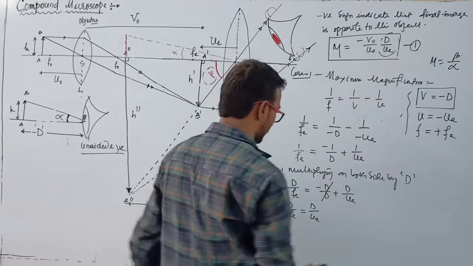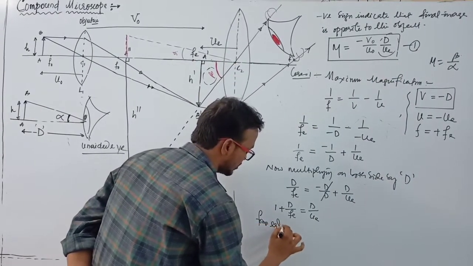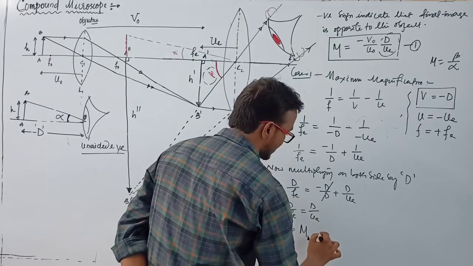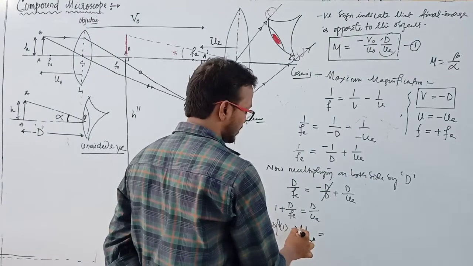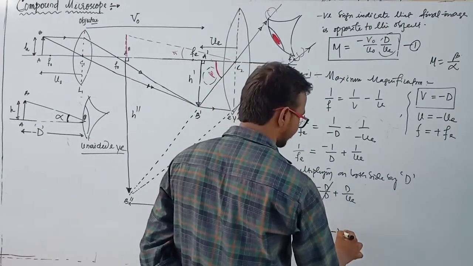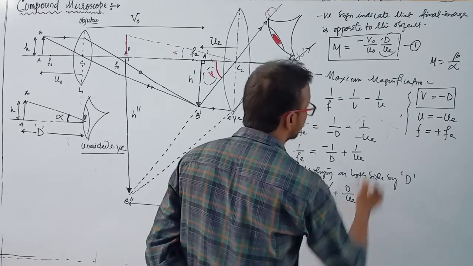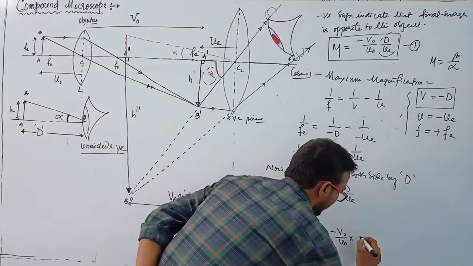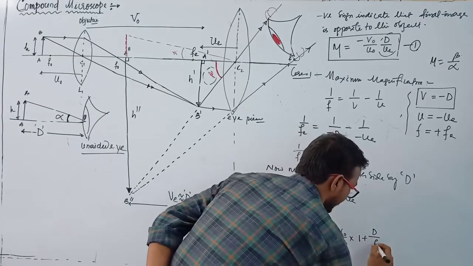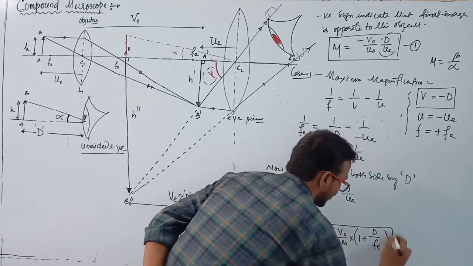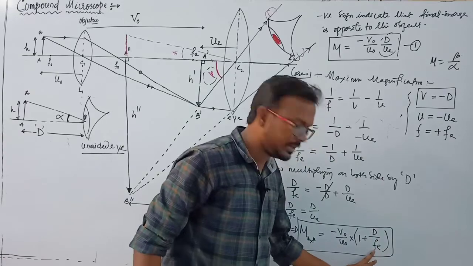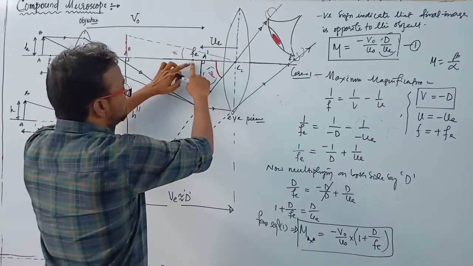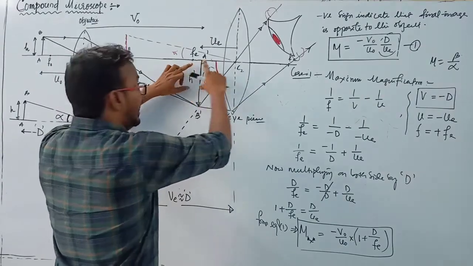Now using this value in equation number 1, we can write the magnifying power, the maximum magnifying power in case of a compound microscope: M maximum equal to minus V naught by U naught into D by Ue, and here D by Ue equal to 1 plus D by Fe. Clear? This is the final magnification. And this term 1 plus D by Fe is the maximum magnification in case of a simple microscope.